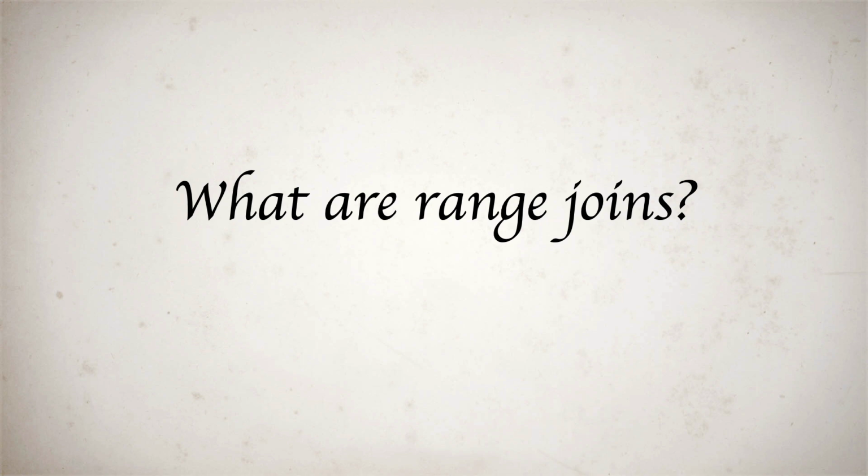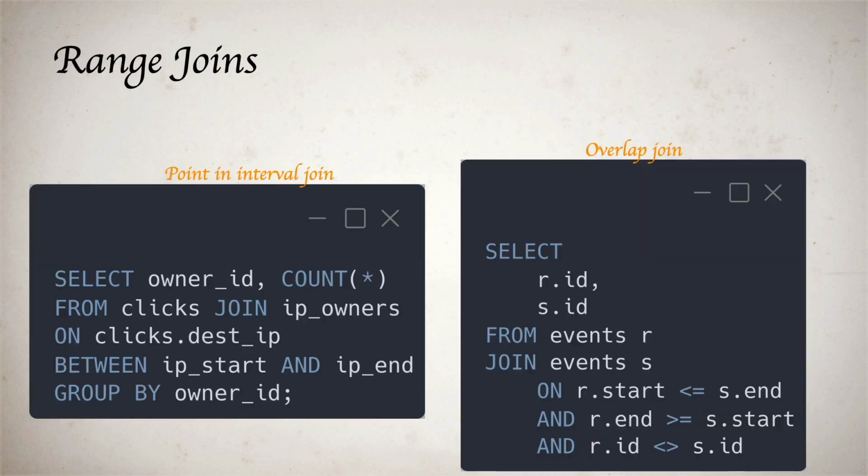So what are range joins? Range joins are typically of two kinds. They are either a point and interval join, in which case you are looking for values between two other values. The SQL code there should shed more light. We are joining the clicks with the IP owners and saying, return only the rows where destination IP is between the IP start and the IP end. So I have 2 columns, and I'm saying, search if this column is between these 2 columns. So usually you're going to be saying it's greater than one thing, it's less than another thing.